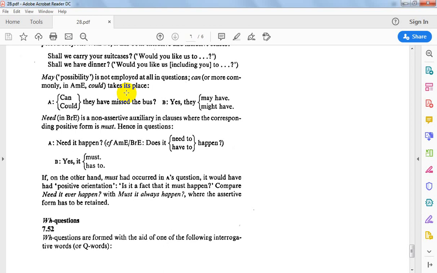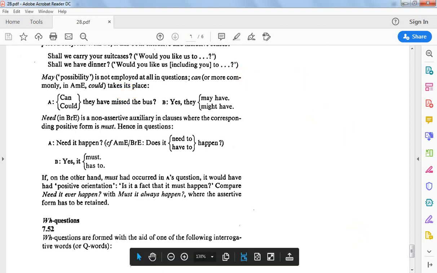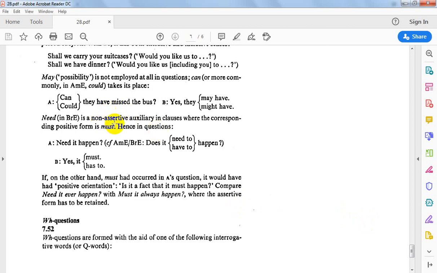May, possibility, is not employed at all in questions. May does not always work in questions. Instead we use can or could, which take its place if it means possibility. Can, could they have missed the bus? Yes, they may have. Or yes, they might have. Can, may have. Or could, might have. Of course you see I cannot use may meaning possibility in the form of a question. If you want to use it in a question, use can or could instead.